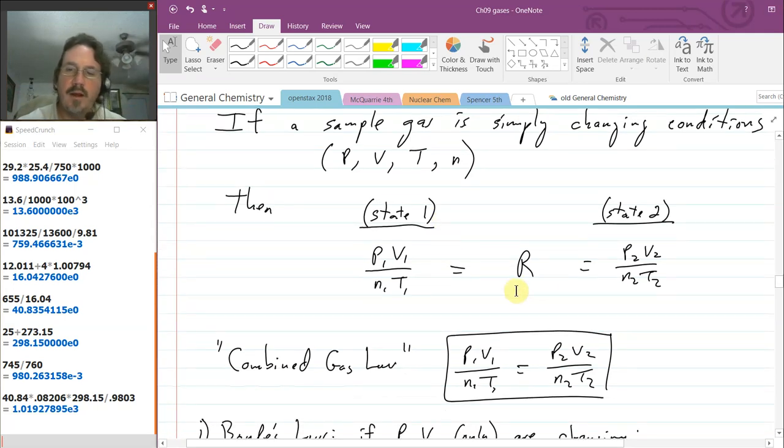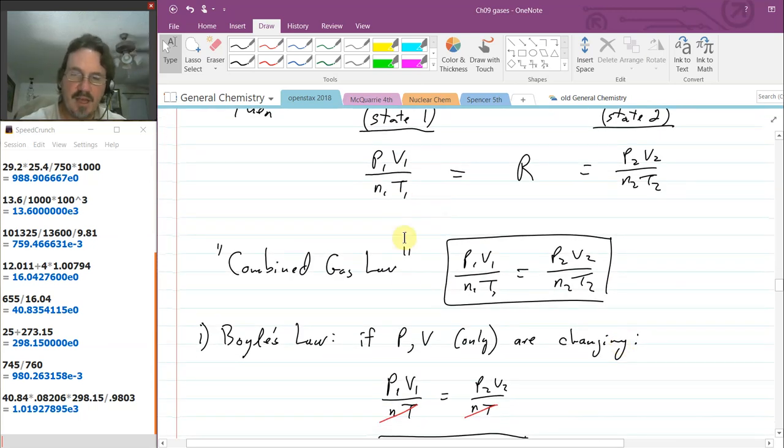Did I say written? I don't know. But written. All right, PV over NT in state 1 equals R. Heat it up. Something else happens with the volume and pressure probably, but all right, call it state 2. So PV over NT in state 2 also equals R, so they have to equal each other. This is what's called the combined gas law.